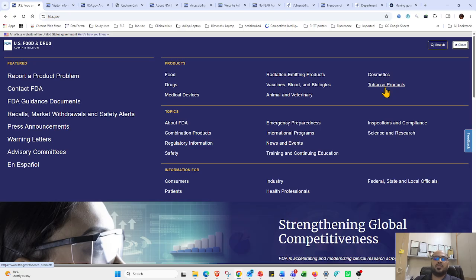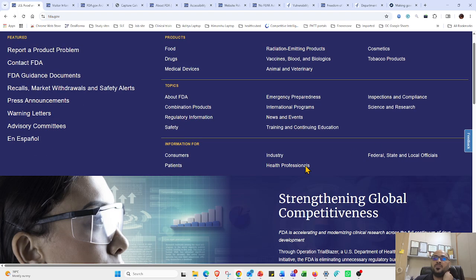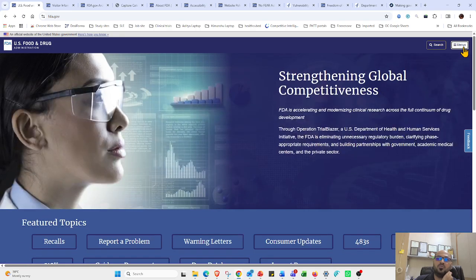I've always said that FDA has a plethora of information. It's a giant website where you can get anything and everything. Now, in terms of the topics about FDA: combination products, regulatory information, safety, emergency preparedness, and international programs. FDA has a lot of international collaboration. Then news and events, training and education, inspection and compliance, science and research, and information for consumers. So who should visit these pages? Consumers, patients, industry people, healthcare practitioners, and officials. This is how it is divided. Again, I will be going closely through more or less each of these sections, but I'm just making an introduction today, right?